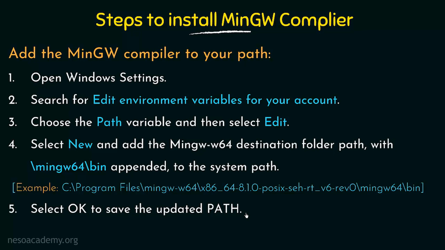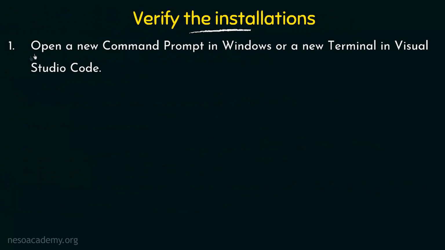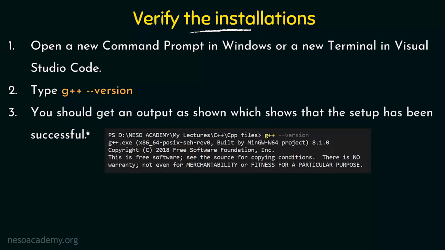Now the next step is to verify that everything has been installed correctly. Let's see what we have to do for that. In order to verify the installations, first of all, open a new command prompt in Windows or a new terminal in Visual Studio Code. I will show you how to do this in both. Then you have to type g++ space, then two hyphens and version. If you type this, the expected output is the version of g++ that is installed.